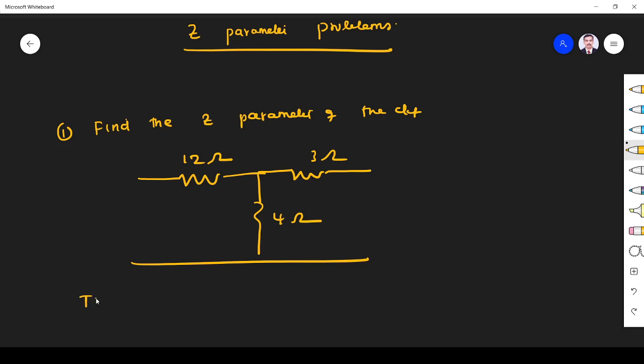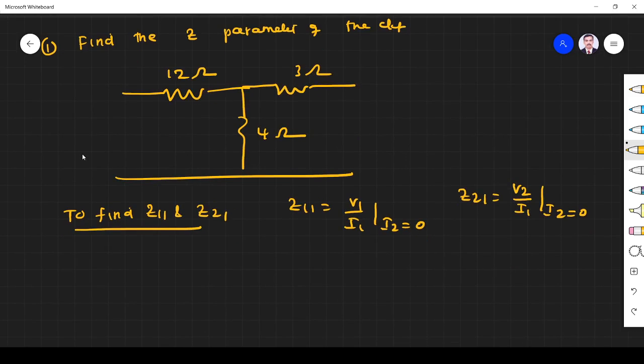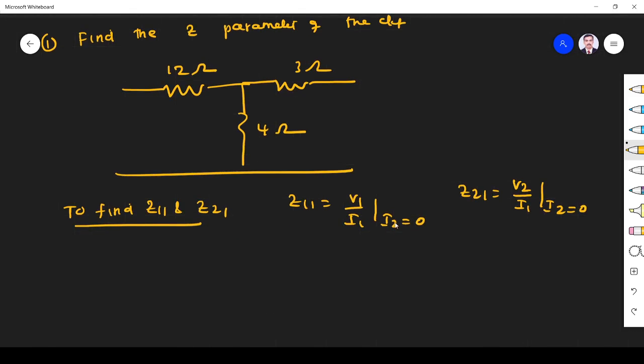Whenever they ask questions like this, first we find Z11 and Z21. Why? Because we know Z11 is V1 by I1 with I2 equal to 0. Similarly, Z21 is V2 by I1 with I2 equal to 0. For both calculations, I2 must be 0, that is, the output must be open circuit. I2 is nothing but the output current. Output current 0 means the output must be open circuit.